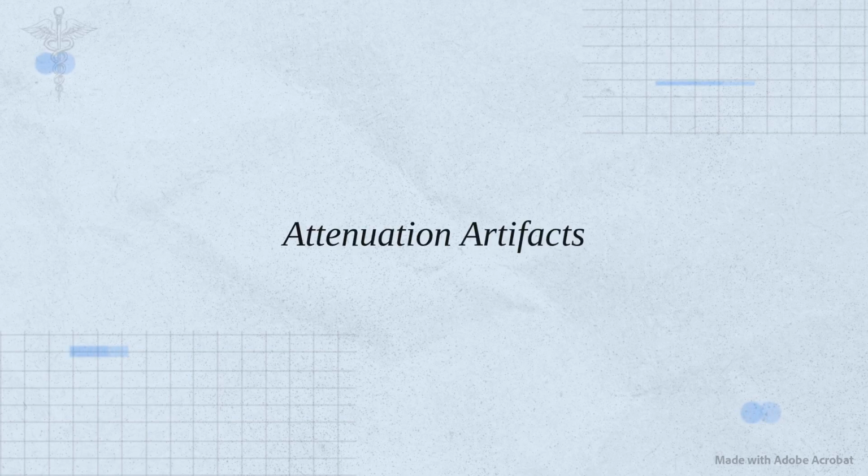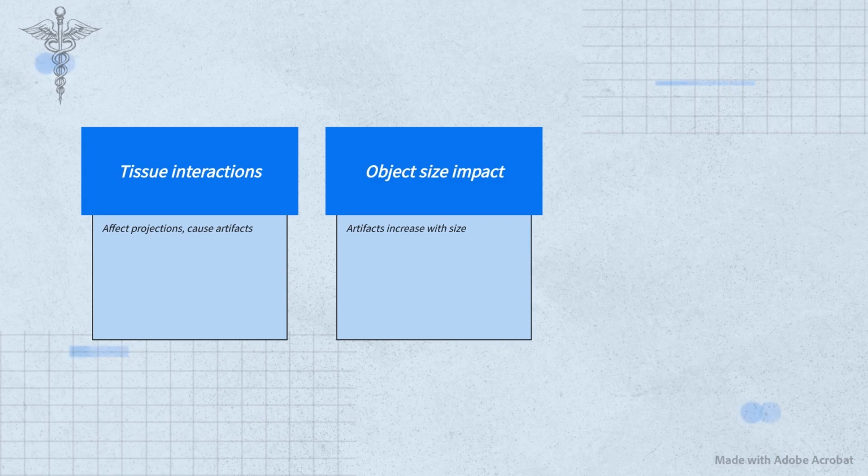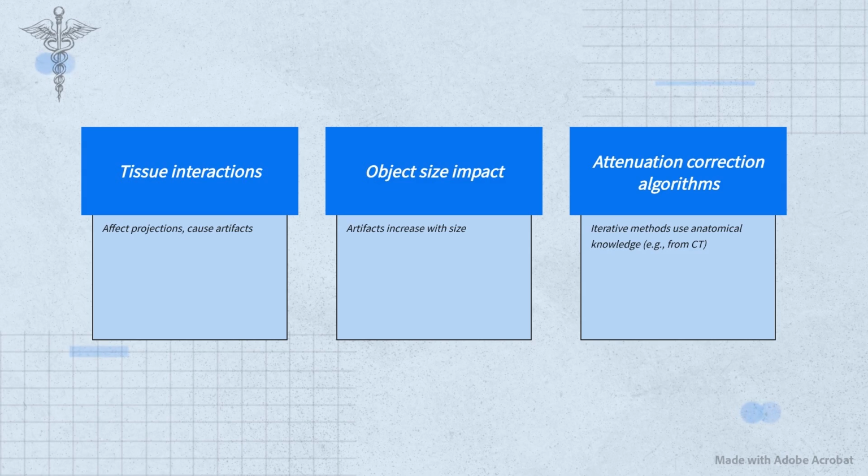Attenuation artifacts arise from tissue interactions, but correction algorithms can help reduce their effects, especially for larger objects. Tissue interactions affect projections and cause artifacts, especially when attenuation is ignored during reconstruction. The impact of object size is significant, as artifacts increase with larger objects when attenuation correction is not applied. Attenuation correction algorithms, often iterative, use anatomical knowledge from sources like CT to minimize artifacts.